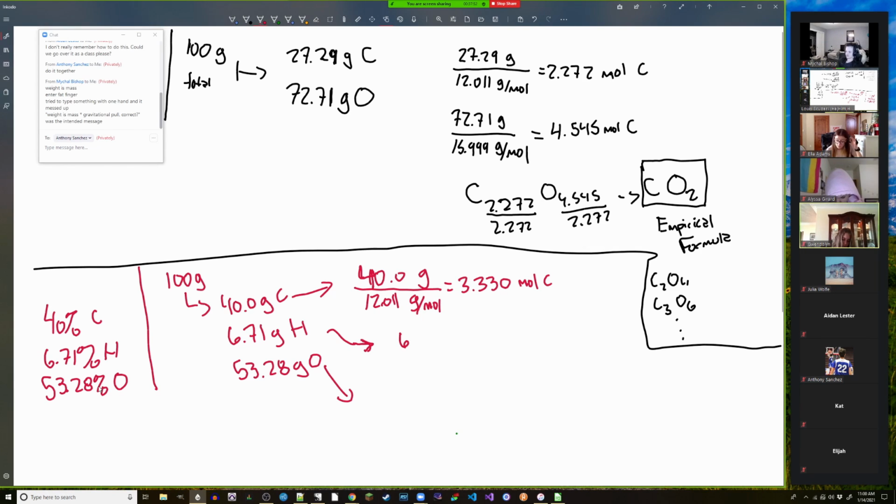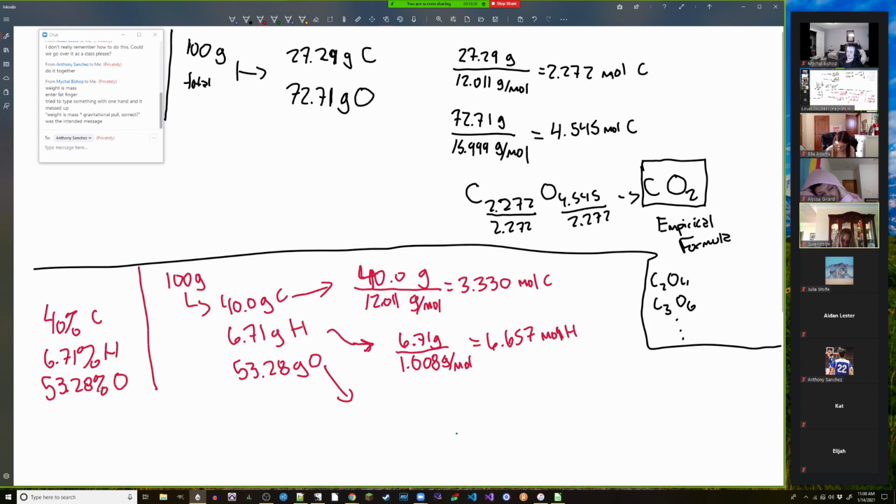So 6.71 grams of hydrogen divided by hydrogen's molar mass, and I just remember this one, 1.008 grams per mole. I should remember carbon because I've used it so many times. This is going to be pretty close to 6. 6.71 divided by 1.008 is 6.6567, so 6.657 moles of hydrogen.